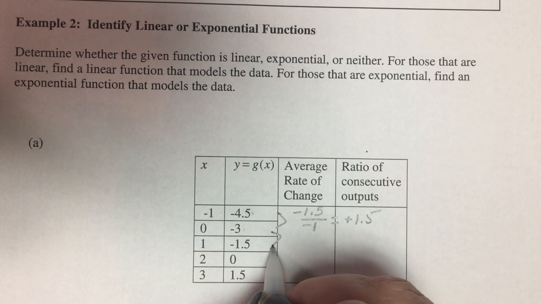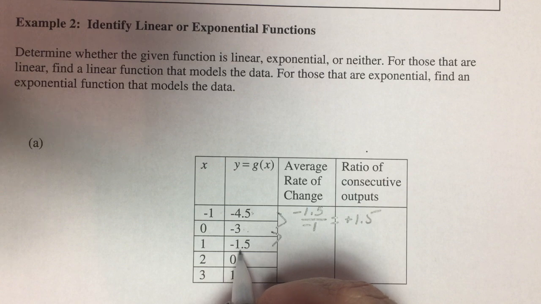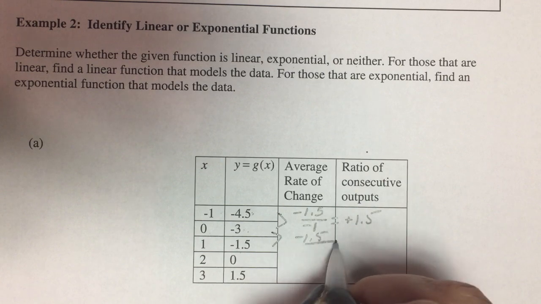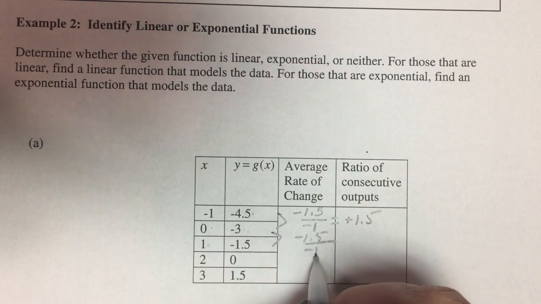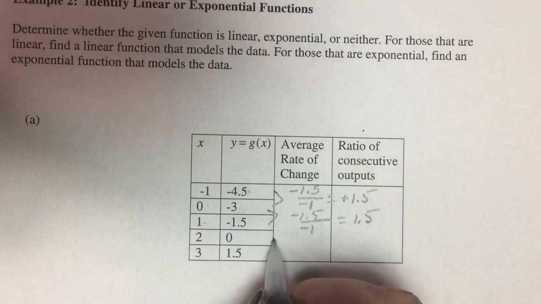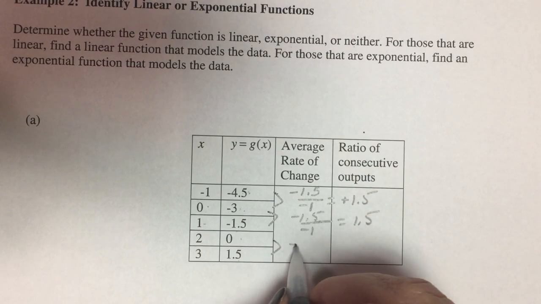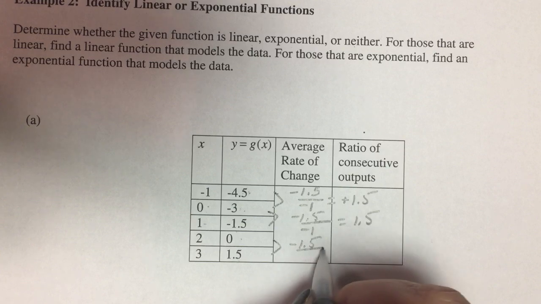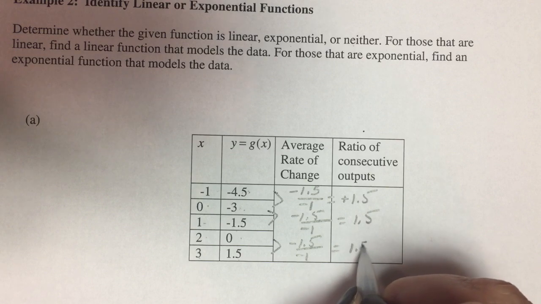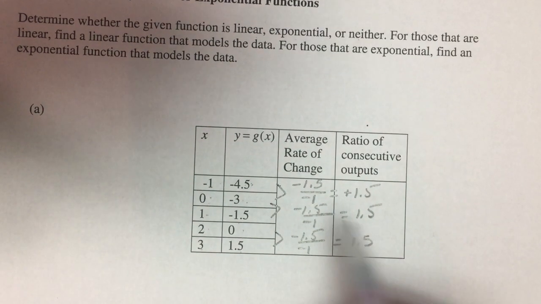Let's quickly do these 2 points. Negative 3 minus negative 1.5 is negative 1.5 over 0 minus 1 is negative 1. So you're going to get the same thing. Let's skip down to these two just for time's sake. So 0 minus 1.5 is negative 1.5 over 2 minus 3 is negative 1. And again, you get a positive 1.5. So since there's a consistent and constant slope, it can't be exponential.